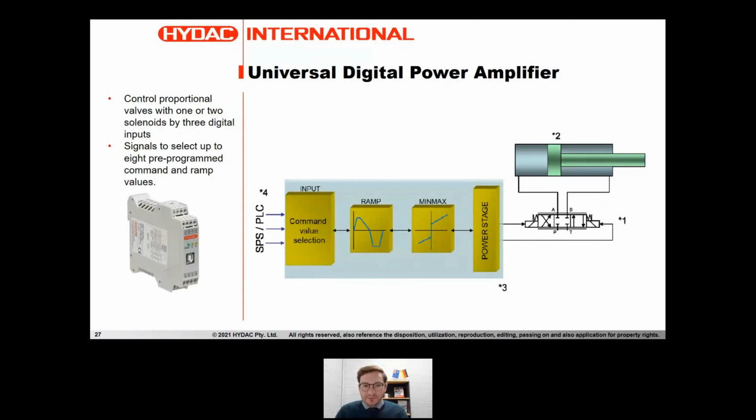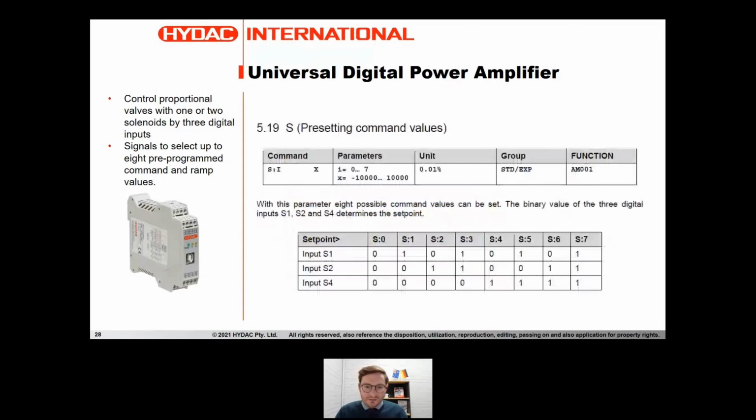As I mentioned, you can control this using digital inputs or analog inputs. So for example, in this example here, we have the digital inputs. We have 3 digital inputs going into the module, and you can have up to 8 pre-programmed command and ramp values. So this is what some of the settings options are. Obviously, if you have 3 inputs, that's 3 bits, and when you work that out, that gives you a value of 8. So you can have 8 different settings.